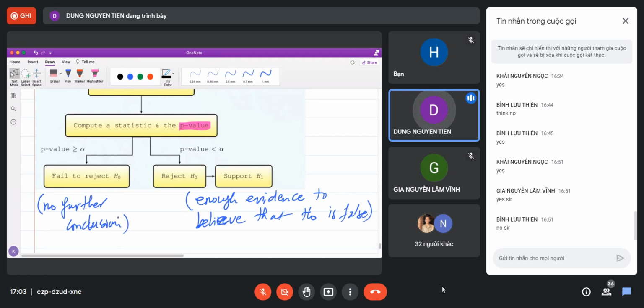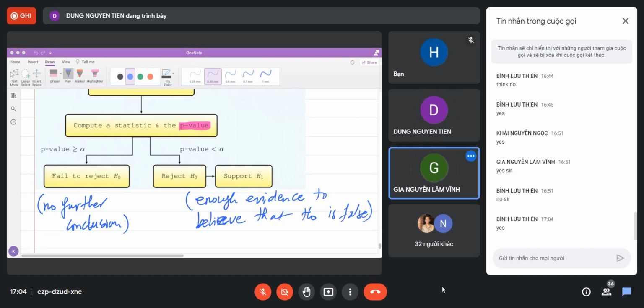We cannot strongly believe that H0 is false, and we cannot strongly believe that H0 is true. It just says that we don't have enough evidence to say that it is false, but we don't know if it is false or true. Do you understand? Is that clear? Is that all right? Okay. May I move on?